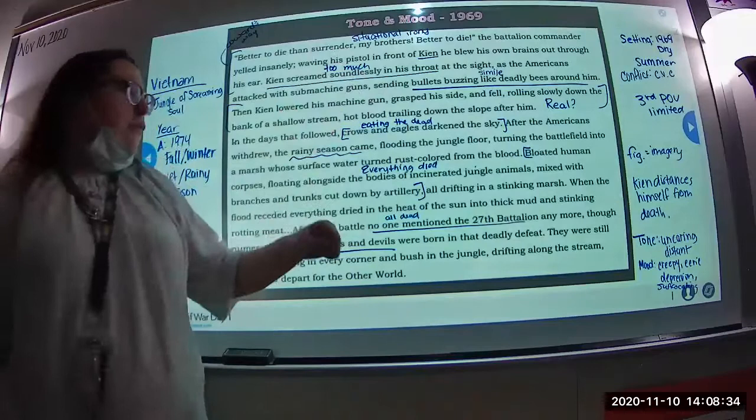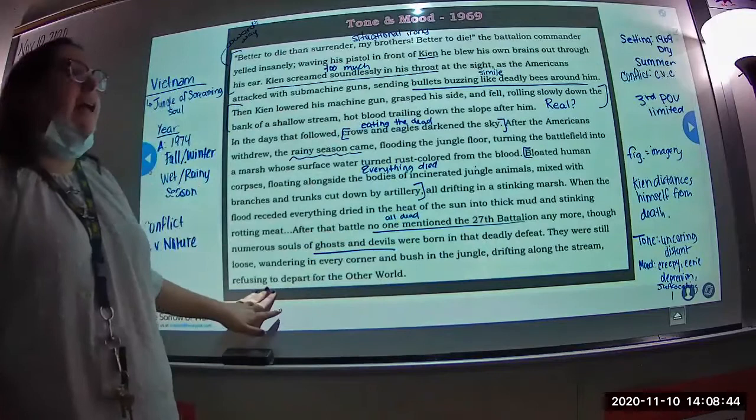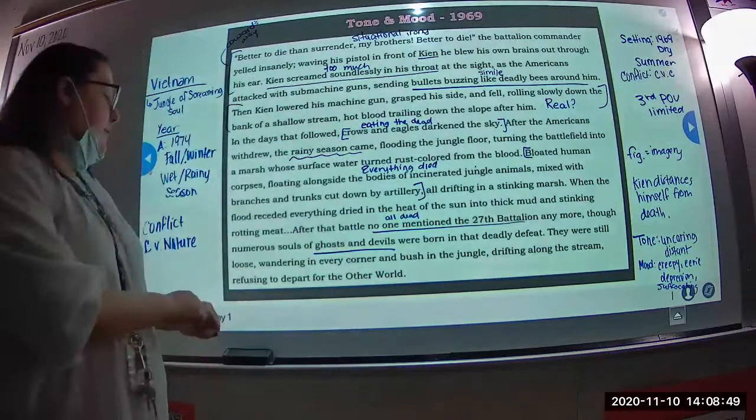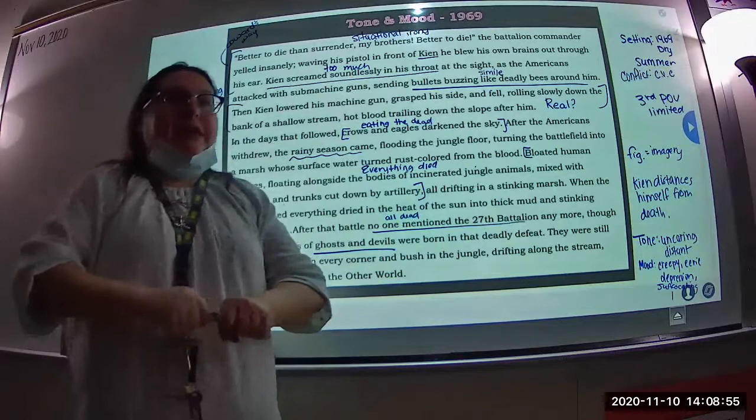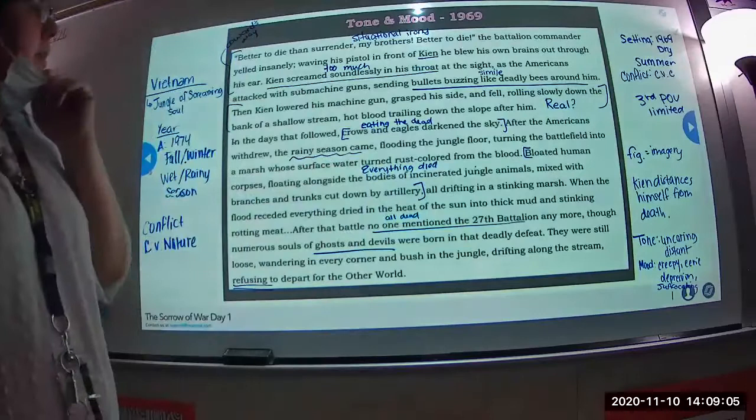It's a deadly defeat. And they're wandering. They're drifting along, refusing to depart to the other world. So it's not that they can't go to the other world. They don't want to, right? So they're refusing. They are purposely staying. Why might they purposely be staying? So they don't want to haunt. That's why I've got the quotes of screen, because The Forest of the Screaming Souls. So now we have a hint as to why it's called the Screaming Souls.